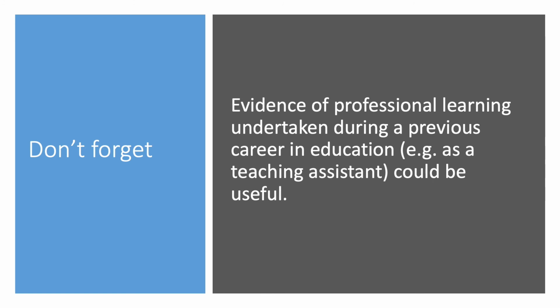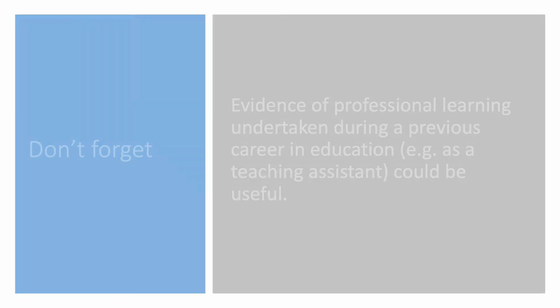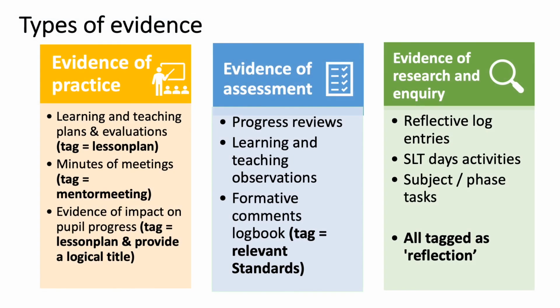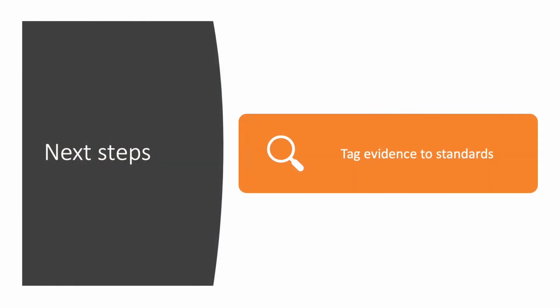So what you'll have then is a range of evidence that will probably fall into those 3 juicy titles that we outlined in the first video. You'll have evidence of practice, you'll have evidence of assessment, and evidence of research and inquiry. So this will have you all teed up now with a very full asset store ready for the next step, which is tagging evidence to standards and self-assessing.